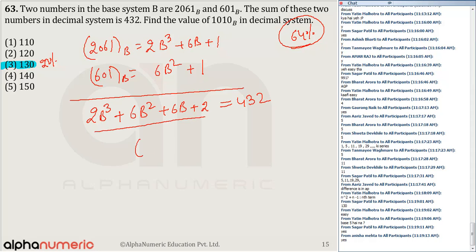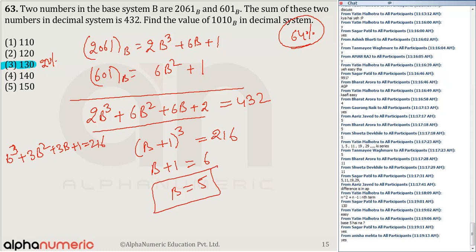This is basically (b plus 1) whole cube, which will be equal to 216. Divide by 2 first, and you get the expression (b plus 1) whole cube is equal to 216. Let me write it down. Dividing by 2, you get b cube plus 3b square plus 3b plus 1 is equal to 216. Which means b plus 1 is equal to 6. So b is equal to 5. So here we are working in base 5.